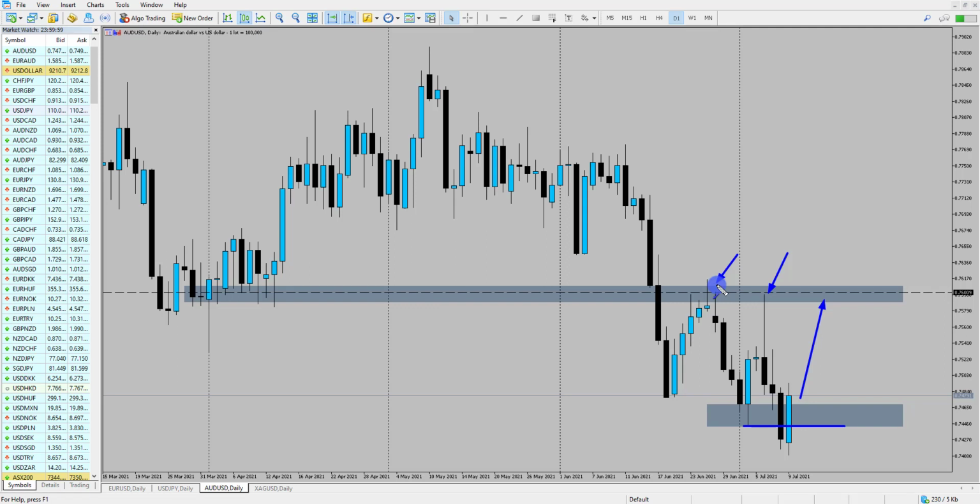So this could be really one to watch. I expect maybe a bit of a run up and then a pullback, and then maybe again the inverse head and shoulders pattern to form. But you know, Aussie US dollar still could be another good chart to watch going into this week.